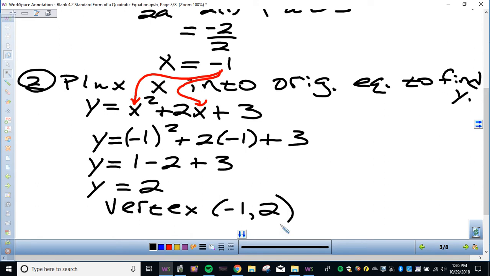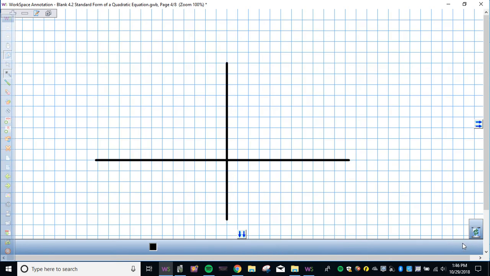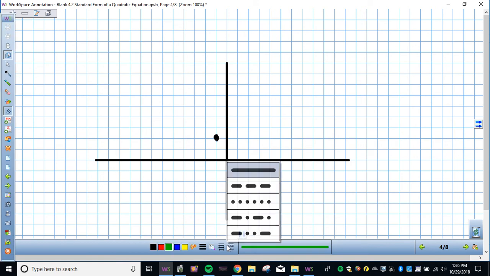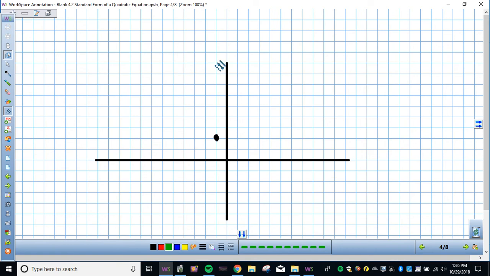So we did negative b over 2a to get the x value of the vertex. Plug that into the original equation to get the y value of the vertex. And now I'm going to make that ordered pair on my next page here. Negative 1, 2. So right away I can draw in the axis of symmetry because it just cuts that vertex right in half, right?